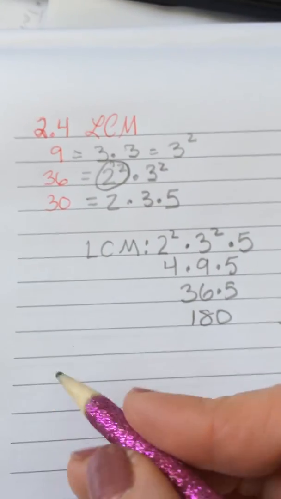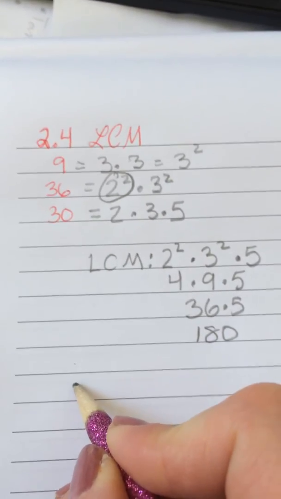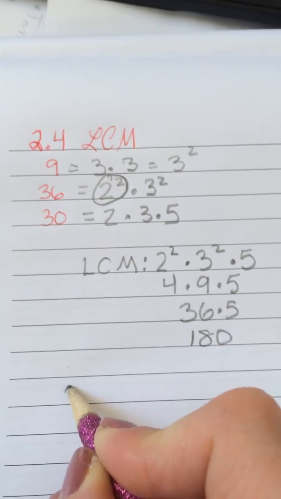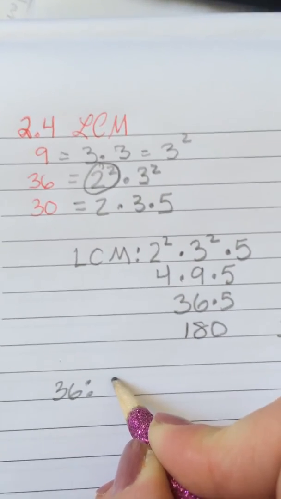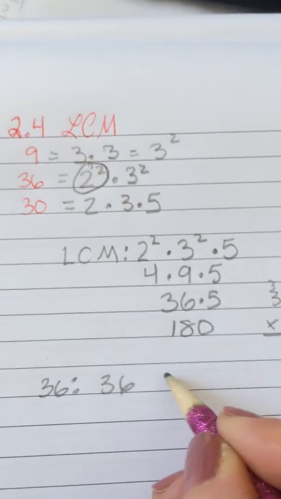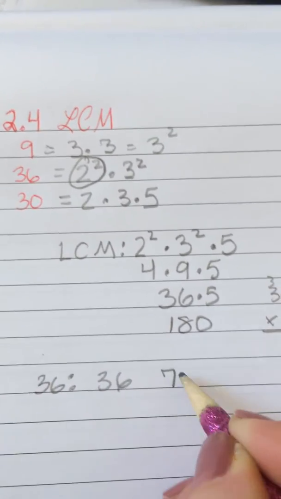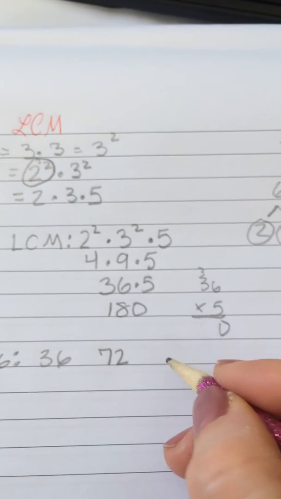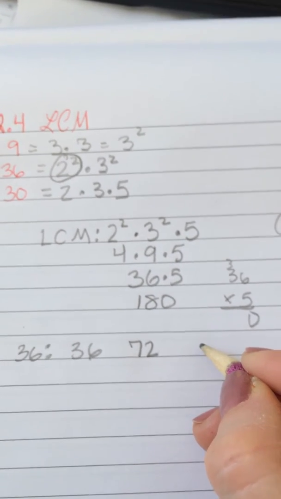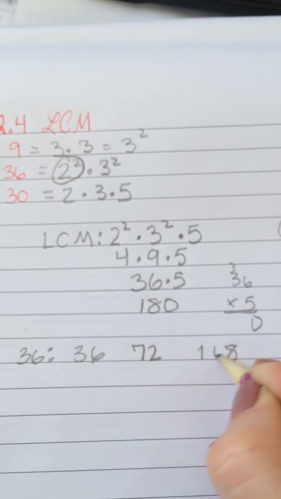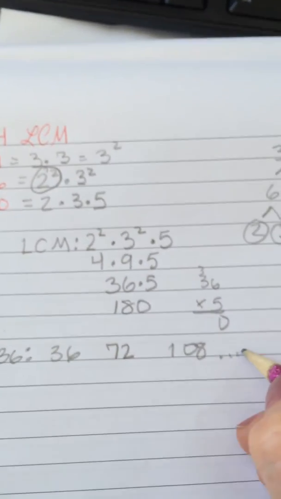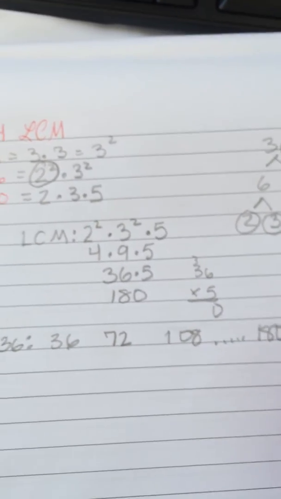The other way is a little longer, especially for this one, so I don't think I want to work it out. But I'll start with the biggest number, and you do 36 times 1 is 36. 36 times 2 is 72. It's kind of hard without a calculator. 36 times 3, maybe 108. And you keep going, and eventually you get to 180.